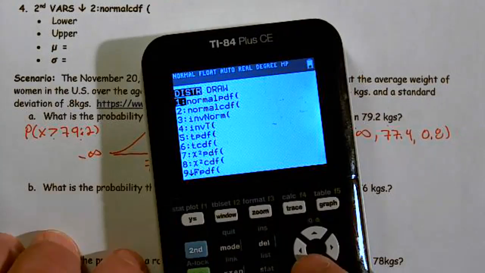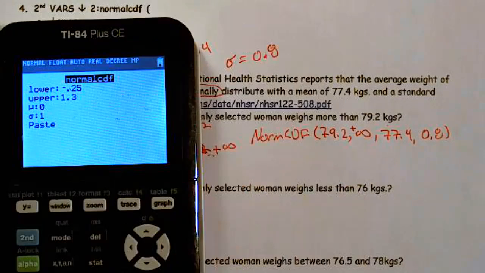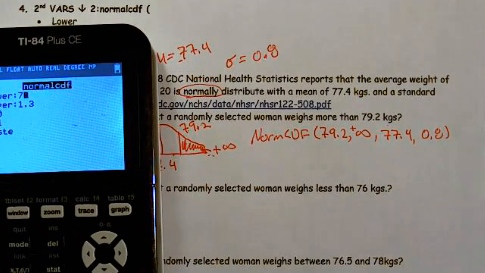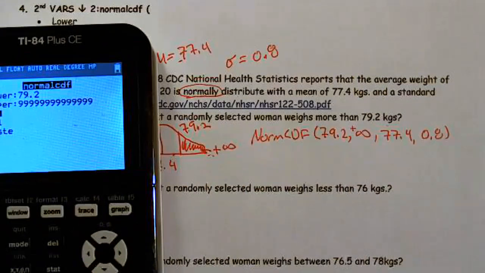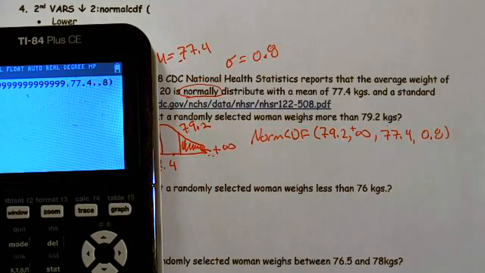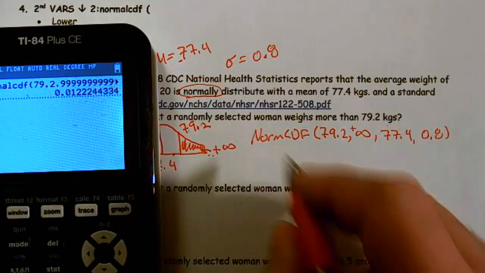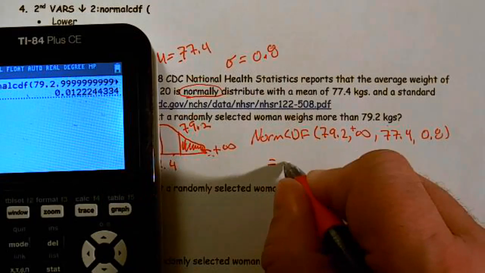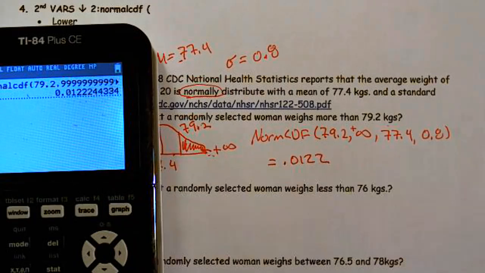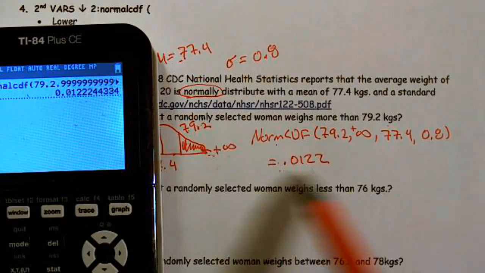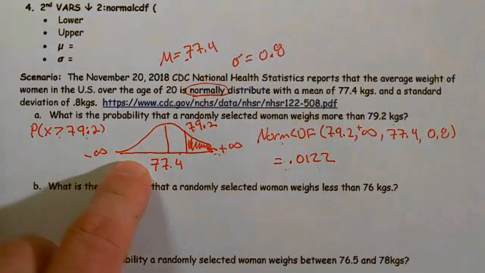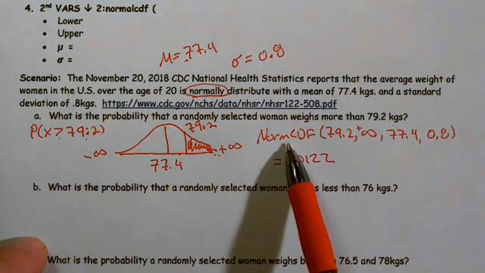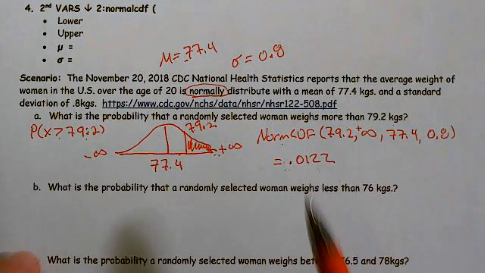So second vars, normal, CDF, lower part 79.2, upper part infinity, 77.4, standard deviation 0.8. So this is 0.0122. All right. And notice this right here, you need to show all that work. You need to have the picture, the probability statement, what you're putting in the calculator, and then your answer.